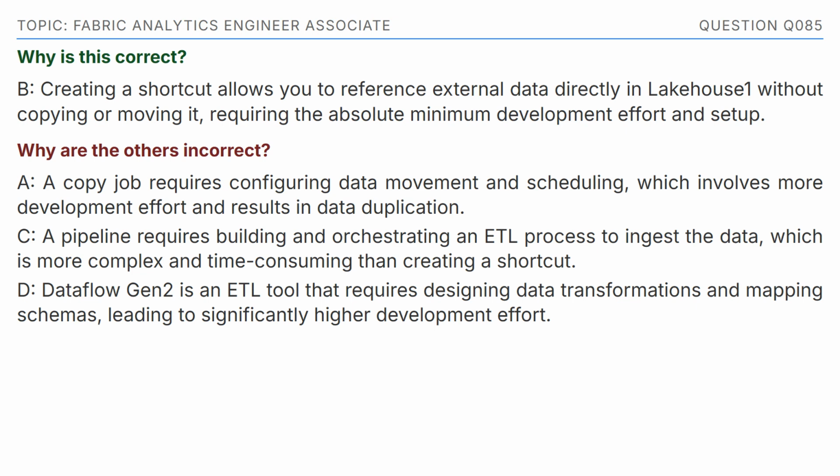Why are the others incorrect? A. A copy job requires configuring data movement and scheduling, which involves more development effort and results in data duplication. C. A pipeline requires building and orchestrating an ETL process to ingest the data, which is more complex and time-consuming than creating a shortcut. D. Data flow gen 2 is an ETL tool that requires designing data transformations and mapping schemas, leading to significantly higher development effort.